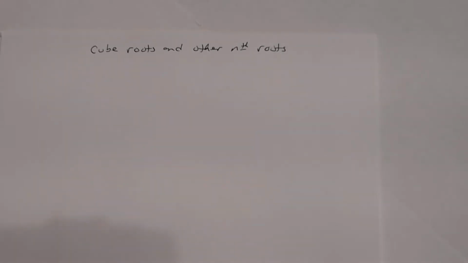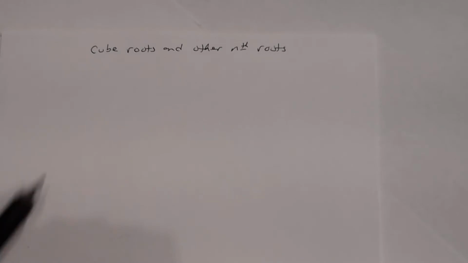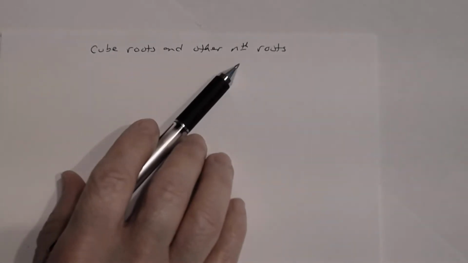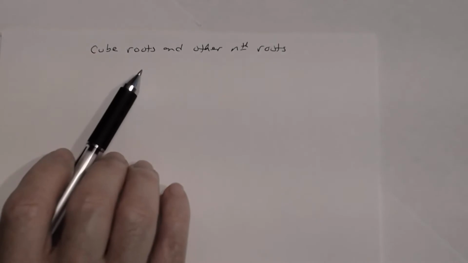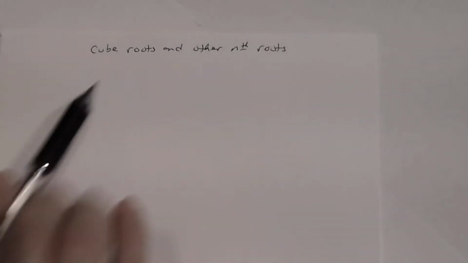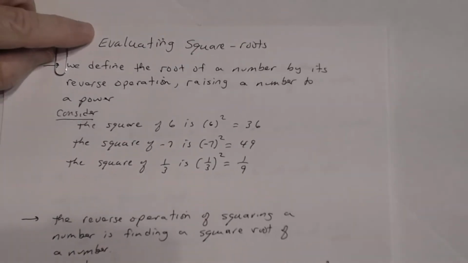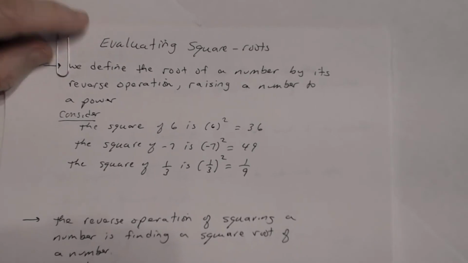In this lesson, we're going to extend our study of roots. Remember in the previous lesson, we looked at square roots. In this lesson, we're going to look at cube roots and other roots such as fourth root, fifth root, and so on. Now, make sure before you embark on this lesson that you go back and make sure you understand the information that we learned with square roots.